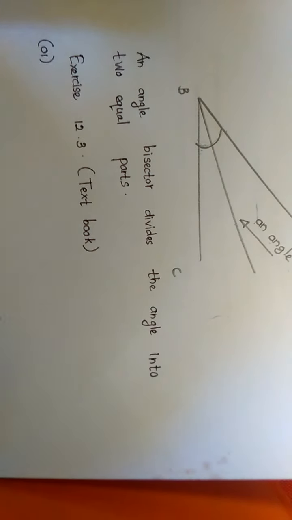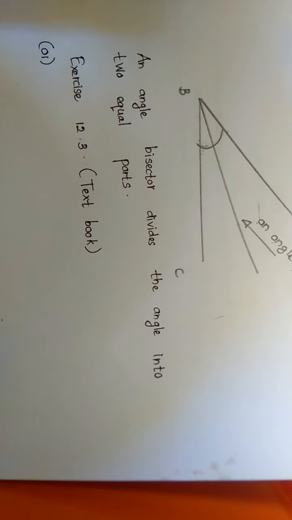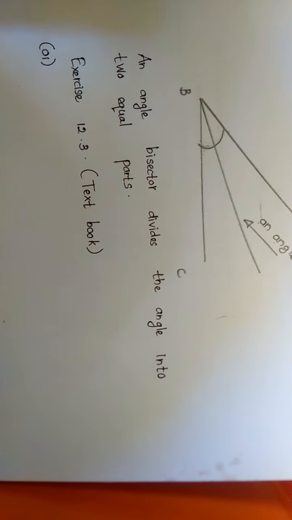Put the compass point on the vertex of the angle B and draw an arc that crosses BA and BC. Put the compass point on the point where the arc crosses BA and draw an arc in the middle of the angle. Do the same from the point where the arc crosses BC. Join the point where the two arcs cross in the middle of the angle to point B. Use a straight edge to draw the straight line.